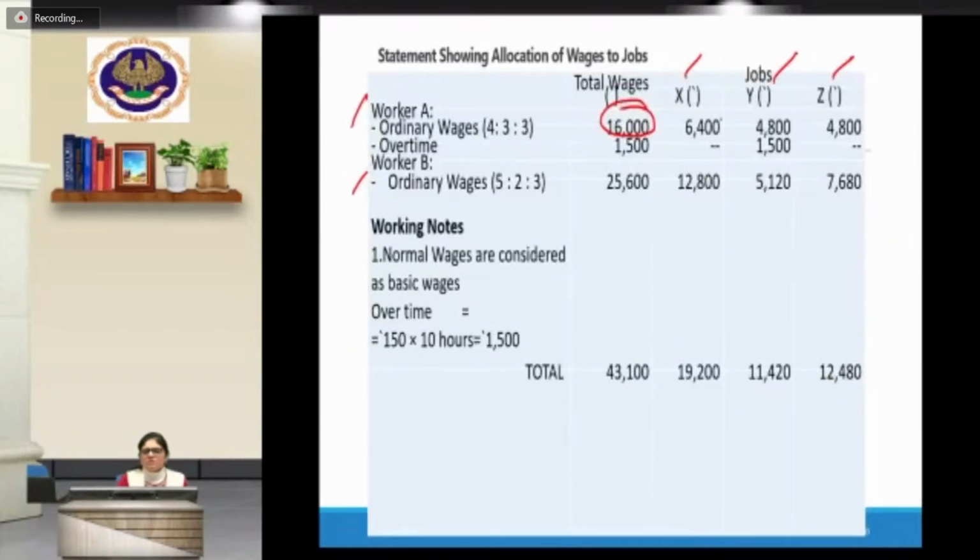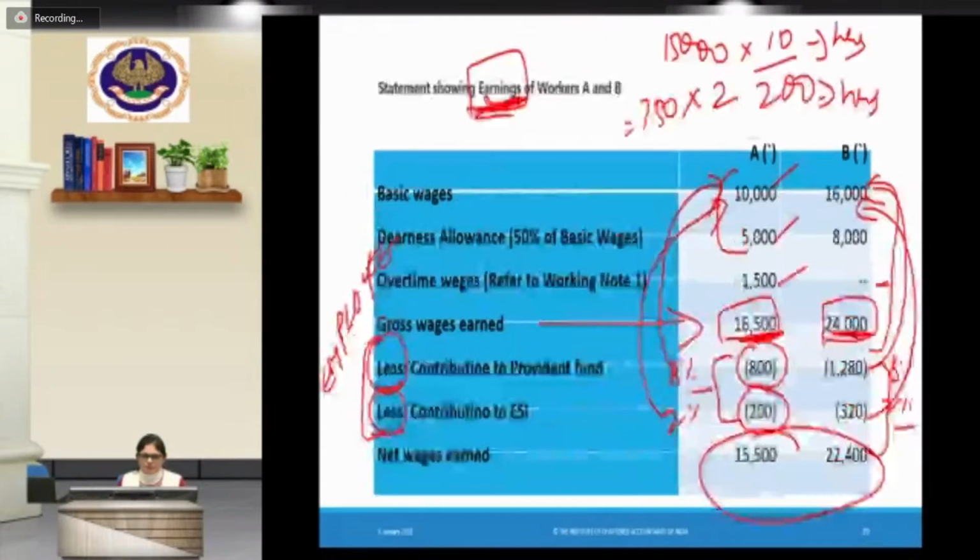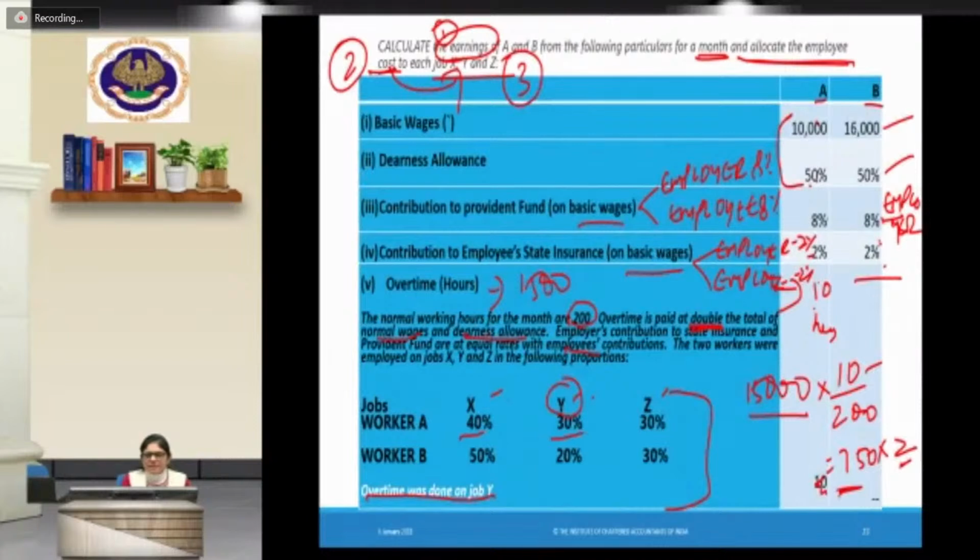So 16,000 we have calculated as per the ratio given in the question. If I take you back to the question, 40%, 30% and 30%. So worker A has contributed 40% of the time to X, 30% to Y and 30% to Z. So the ratio is 4:3:3. And for worker B, the ratio is 5:2:3. I hope you've understood this. So worker A has contributed this much proportion to different jobs. Worker B has contributed this much proportion to different jobs. So 4:3:3 and 5:2:3.